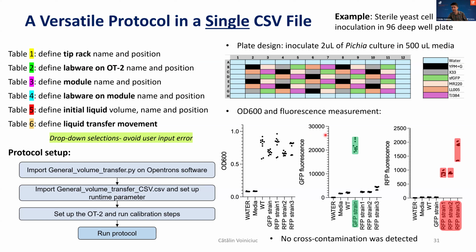And if we look at the fluorescent plate reader measurements after growth, what we see is, for instance, green fluorescent protein is detected only in those randomized cells that were inoculated with the GFP strain, and the same for the red fluorescent protein. So if you had, for example, just water, there's no cross-contamination. Everything worked out beautifully.